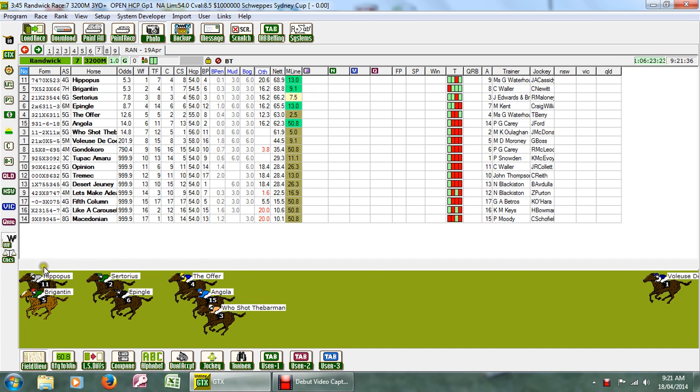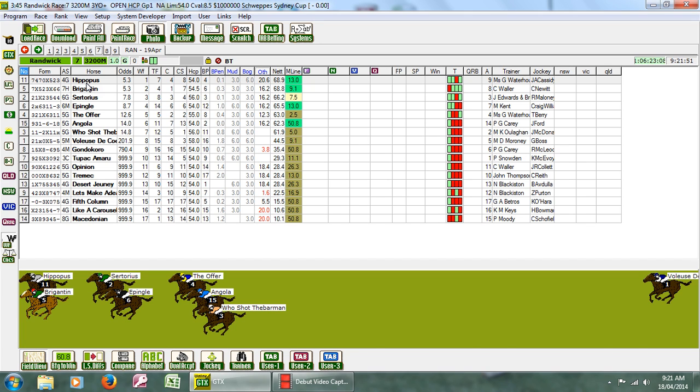As you can see, it's a fairly tight bunch here once I've had a look through the form and come up with what I think are the best options. Okay, I'll show you the important new feature on GTX in a moment. But have a look here and we can see the Hip Hoppus.